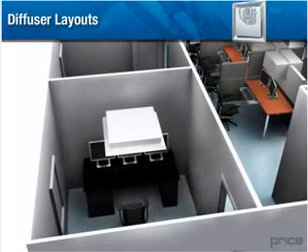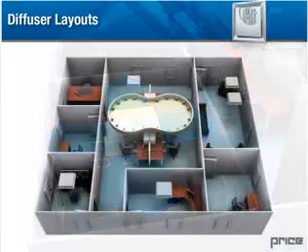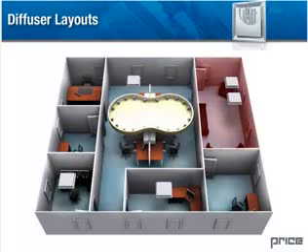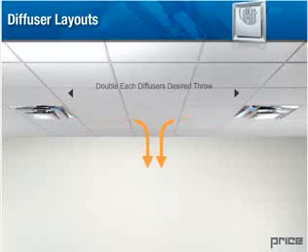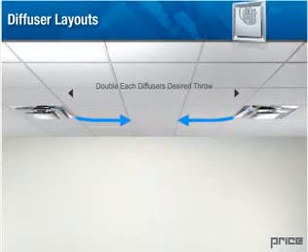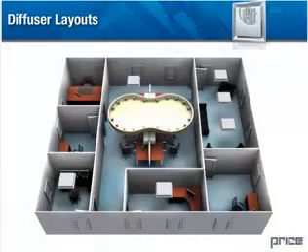Centering a diffuser in a room will ensure maximum coverage and throw. This is the correct method of locating the diffuser. 2. Diffuser spacing. Providing adequate space between the diffusers, at least a distance equal to double each diffuser's desired throw, will ensure that the diffuser's throws will not interfere with each other.